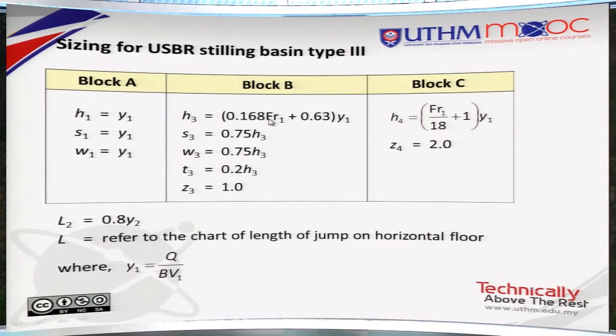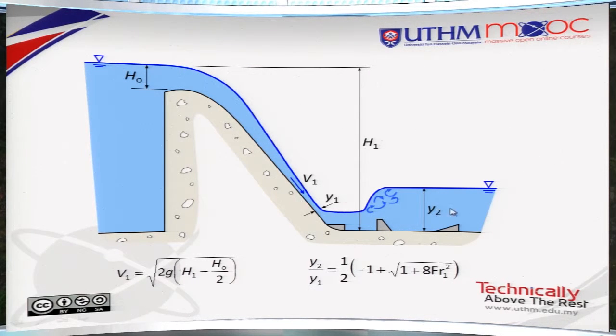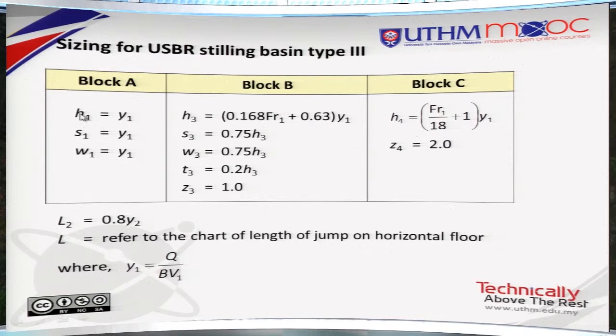As shown earlier in this table, to start the calculation or to determine the values of these parameters, several parameters must be identified. For example, in this figure, we must know the heights H0 and H1. H0 is the height of the water before it flows down to the downstream, while H1 is the height of the water from the top to the bottom of the Stilling Basin. In this figure as well, we can find the values of Y1 and Y2. All these values will be used in this table to determine the values of H1, S1 and W1, followed by other parameters.